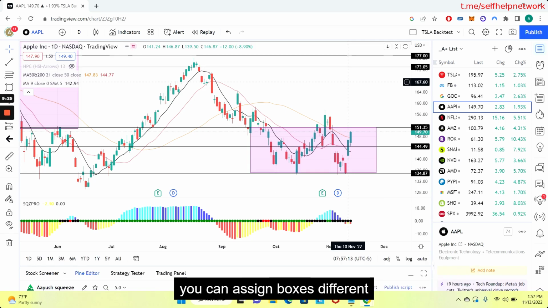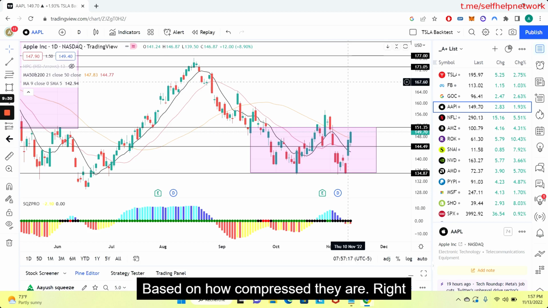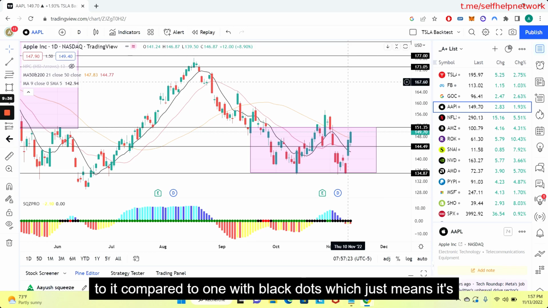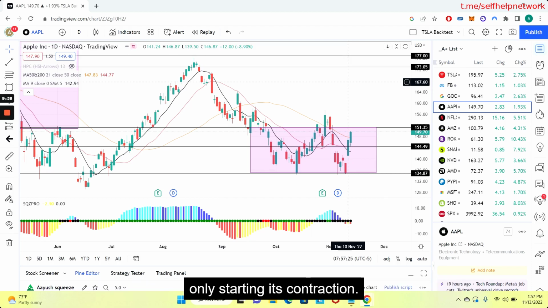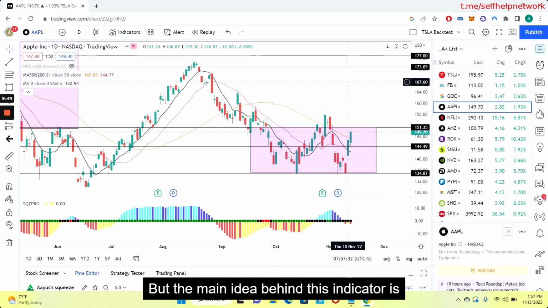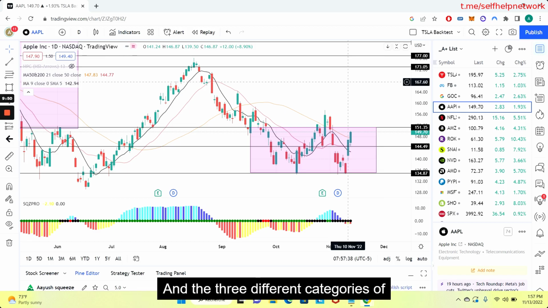Obviously you can assign boxes different values based on how compressed they are, right? Like if you see a box with the yellow dots, you should pay more attention to it compared to one with black dots, which just means it's only starting its contraction. So you can use it that way. But the main idea behind this indicator is I use it as a screener when I'm going through a lot of charts.